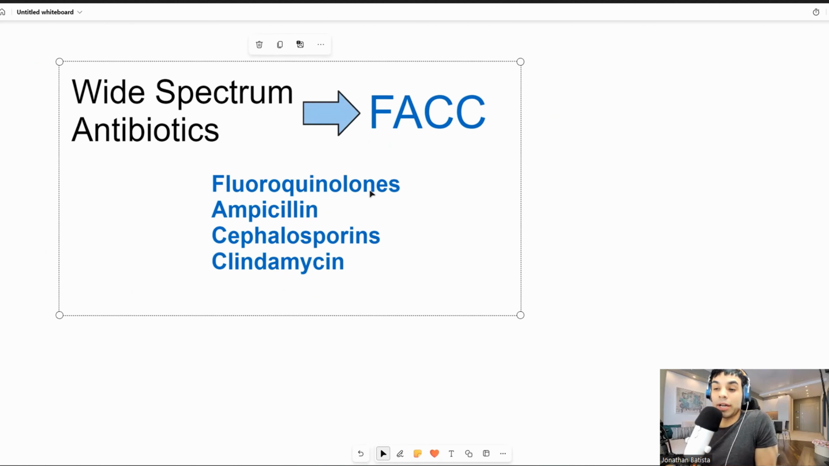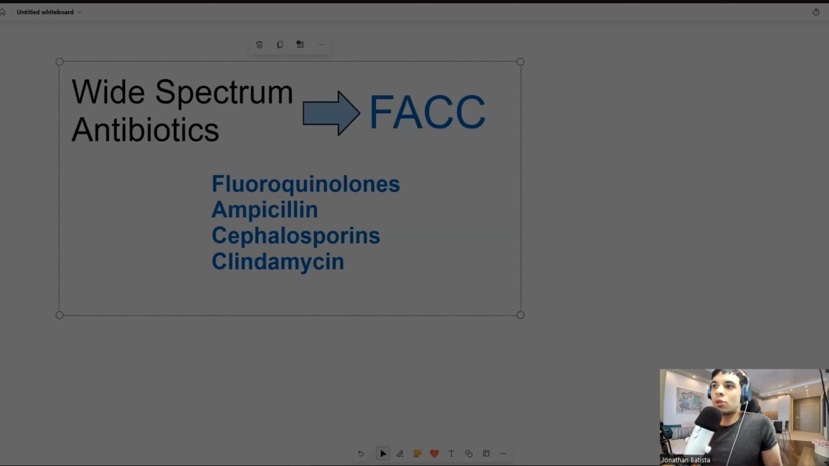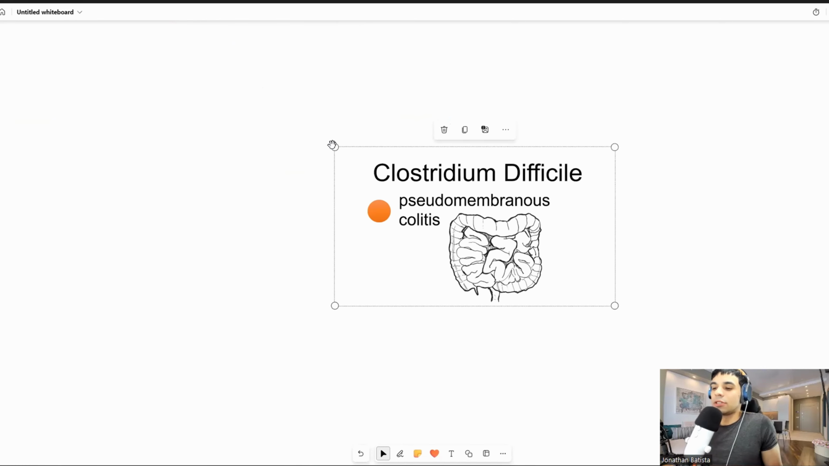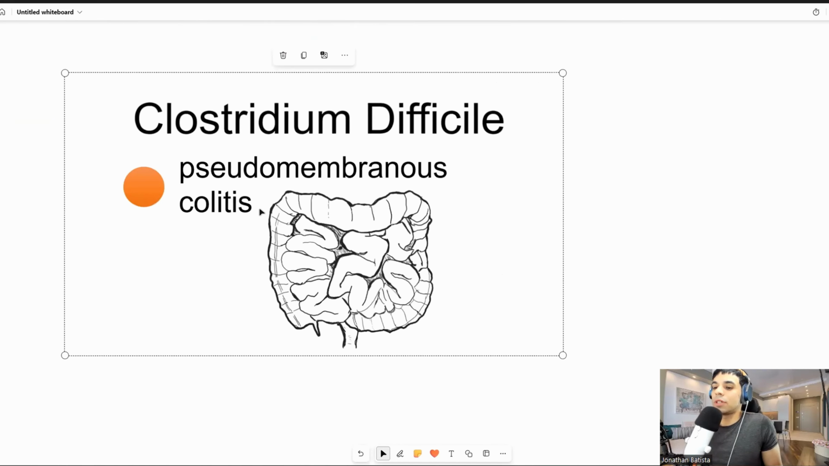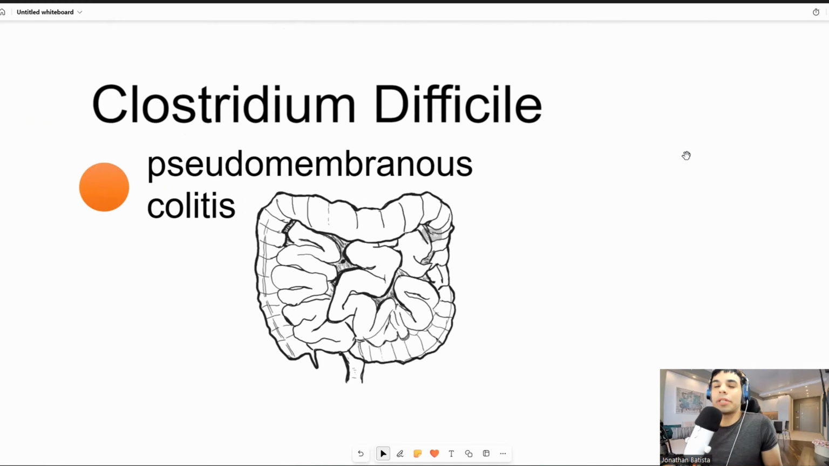Fluoroquinolones, wide spectrum. So anybody who's taking these medications is going to be at risk for a certain type of bacterial infection. Can anybody tell me the bacterial infection involved with the usage of wide spectrum antibiotics? C. diff is correct. Clostridium difficile. This will cause pseudomembranous colitis. All right, this is an inflammatory disease.